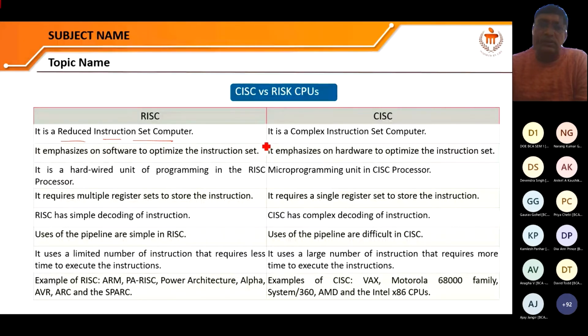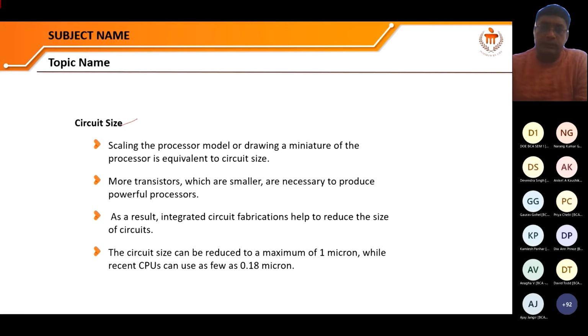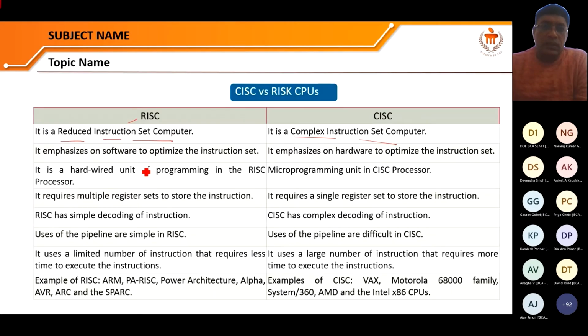So if anyone asks what is the meaning of RISC, at that time you have to say Reduced instruction set computers. In CISC you have to say this is the Complex Instruction Set Computer. The next question is, this is the full form, what are they working on? They emphasize software to optimize the instruction set. When we want to do optimization work, at that time we need RISC.